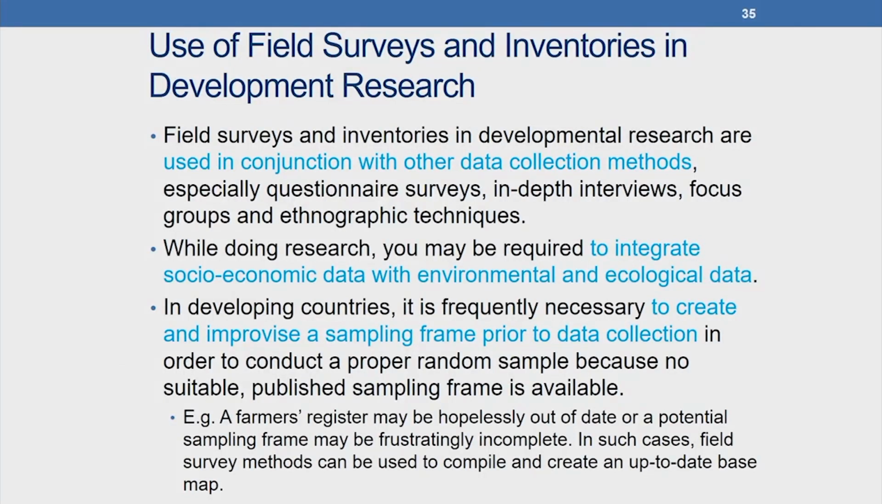Because in developing countries we do not have much computerized data of the different locations that we are studying, it becomes important for the researcher, the investigator, to design the sampling frame in the first place. But designing a sampling frame is a task in itself, because you do not have pre-ordered numbers. You are creating those numbers keeping certain characteristics in mind, and that is where field mapping and field inventories bear a lot of importance. For example, a farmer's register may be hopelessly out of date, or a potential sampling frame may be frustratingly incomplete.